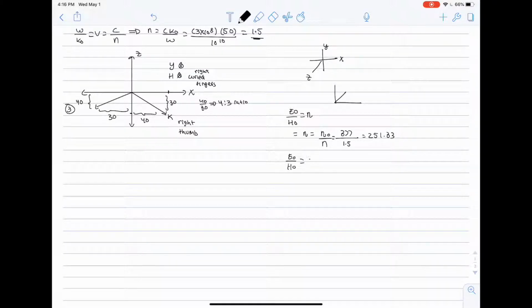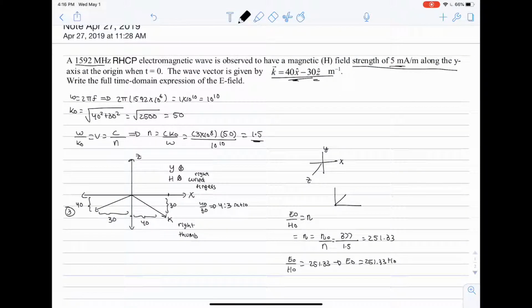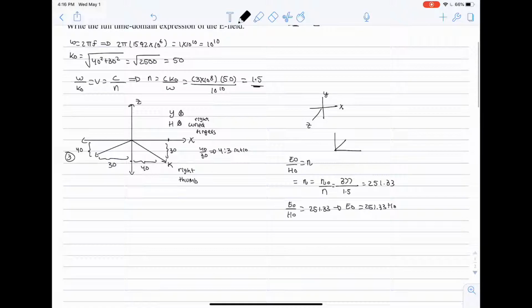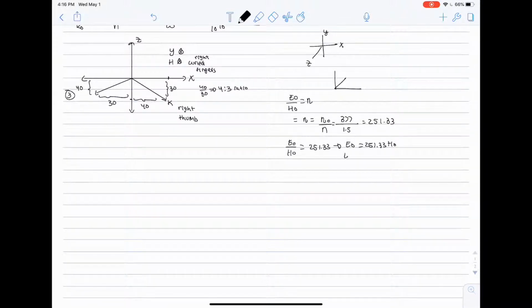So plug that into this equation again. E naught equals 251.33 times H naught. And we know our H naught is 5 because of this right there, because it says the strength of our H field is 5. So E naught equals 251.33 times 5 equals 1,256.67.